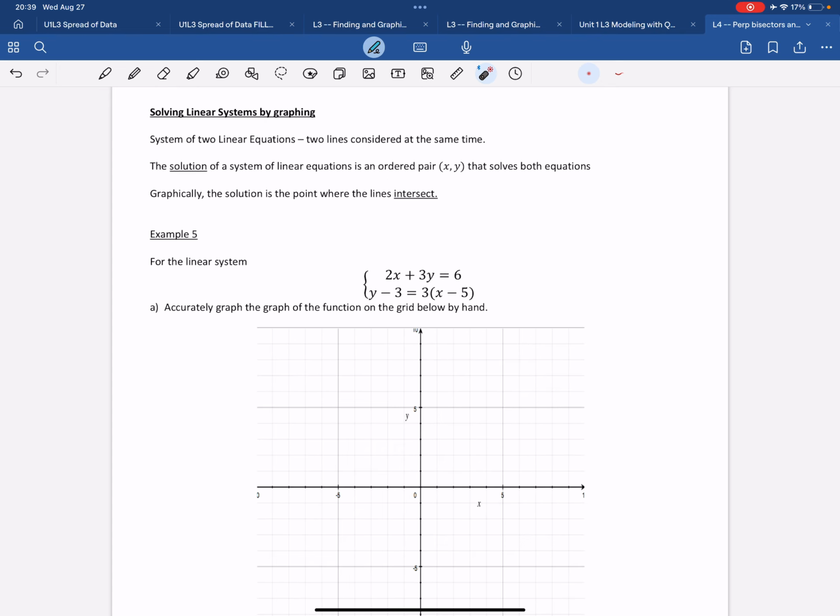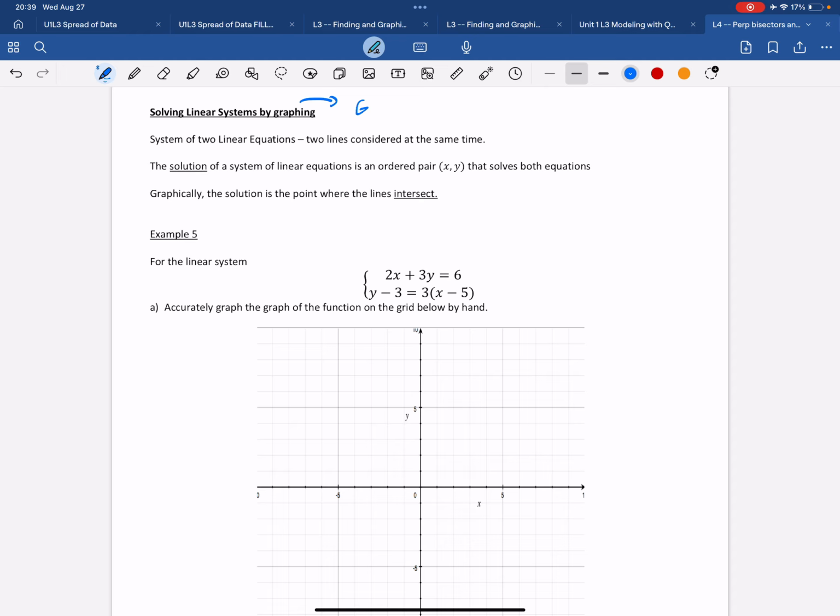Now we're going to talk about linear systems, and we're going to talk about how to solve them. Now, the first way to solve it, and this is really great for Desmos, is graphing. This is one way to solve.